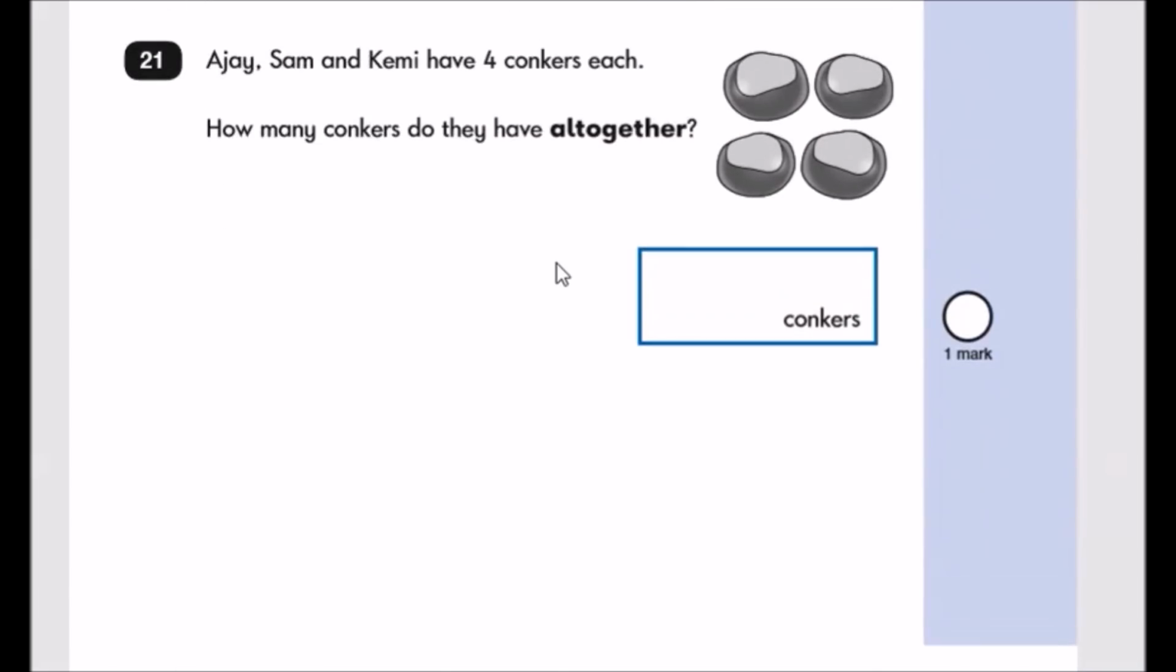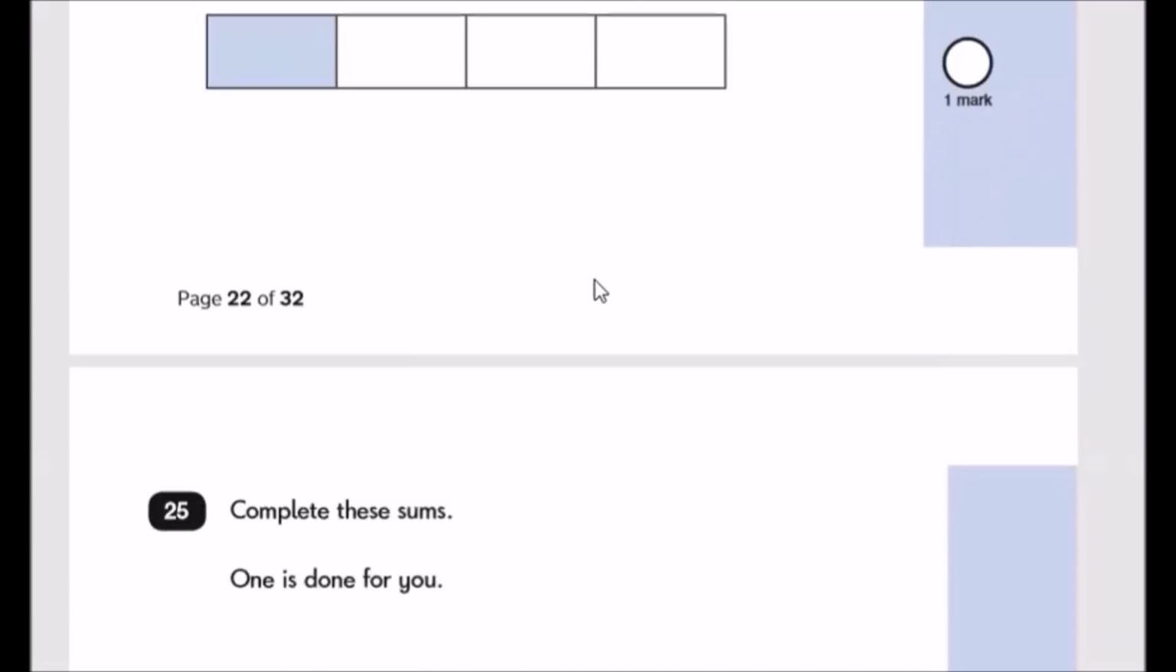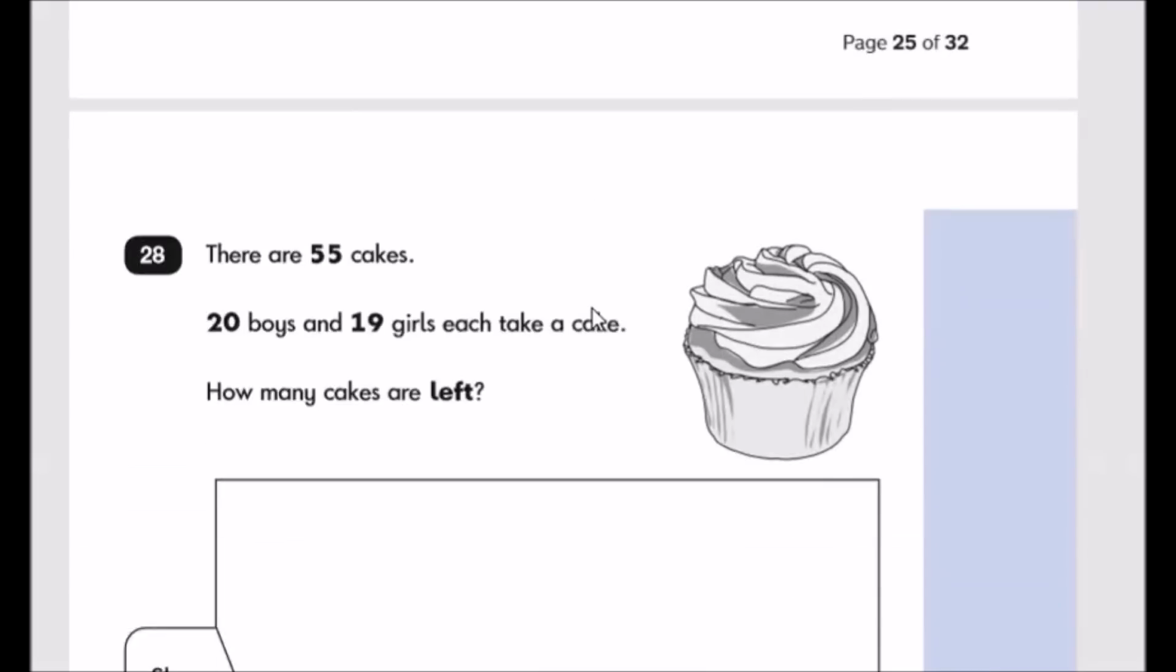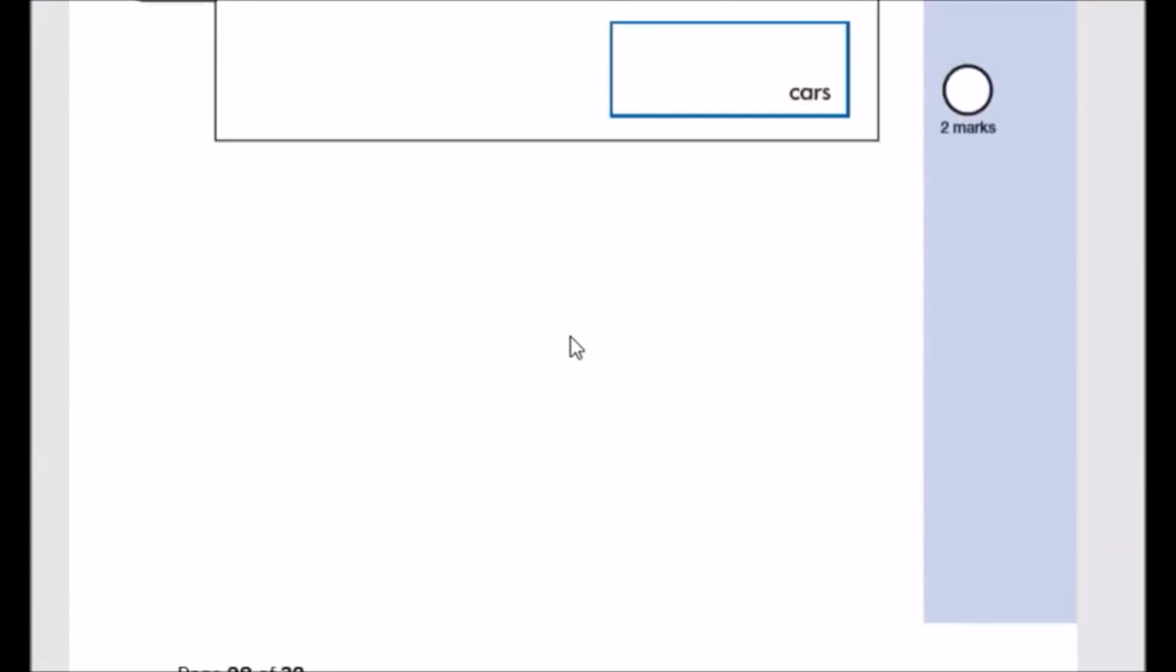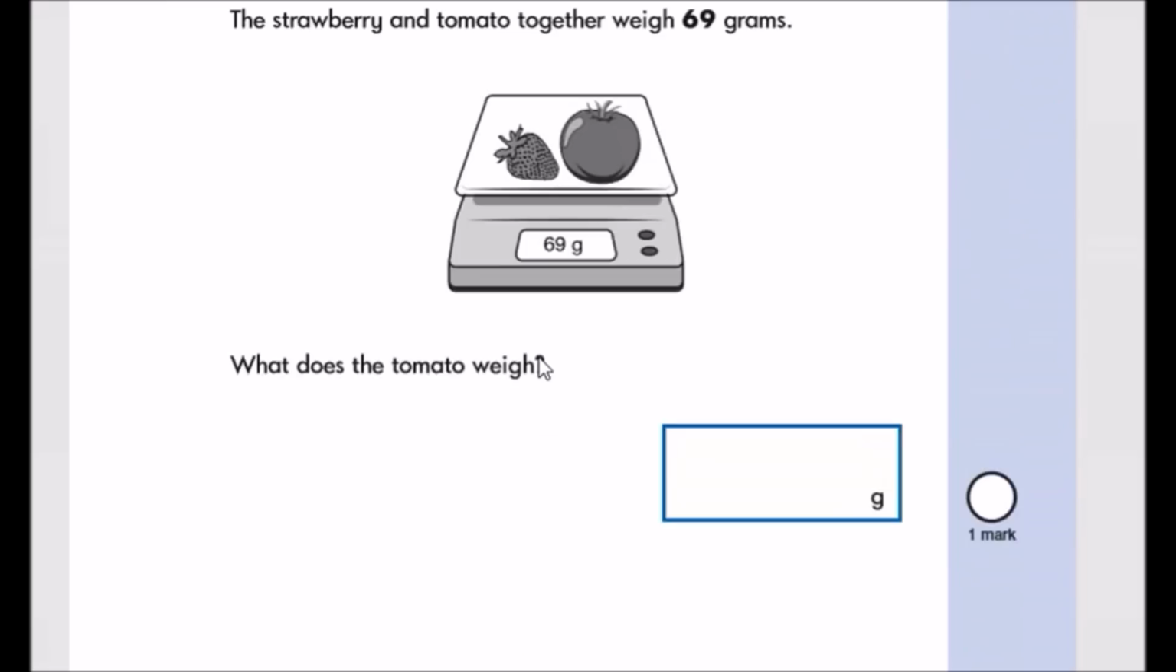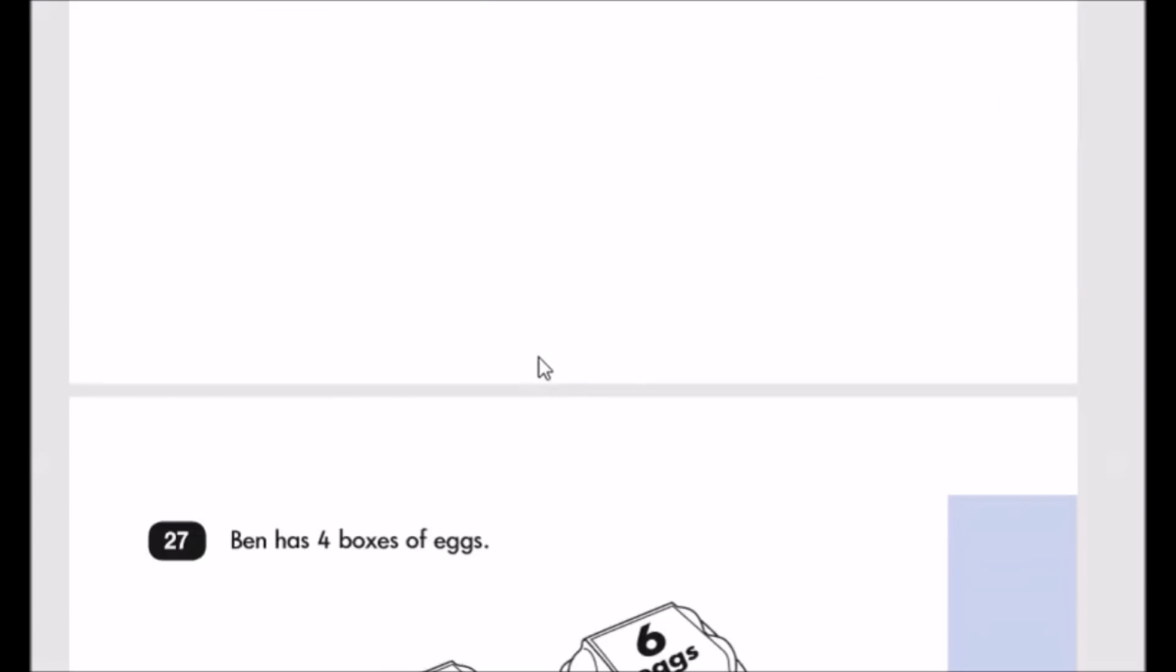Now, number 21. How many are there altogether anyway? Okay, so it's quite a lot of questions. I don't know when it ends, but okay, so 31 questions. Okay, almost there, guys, almost there.